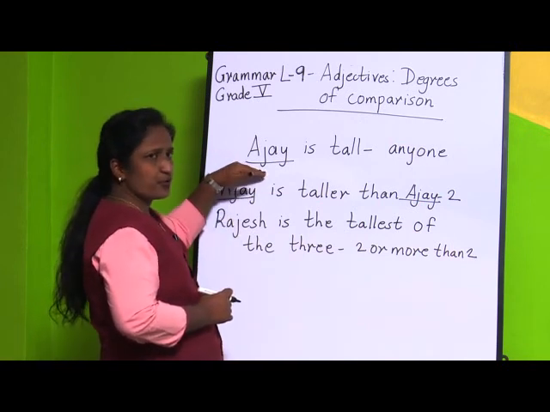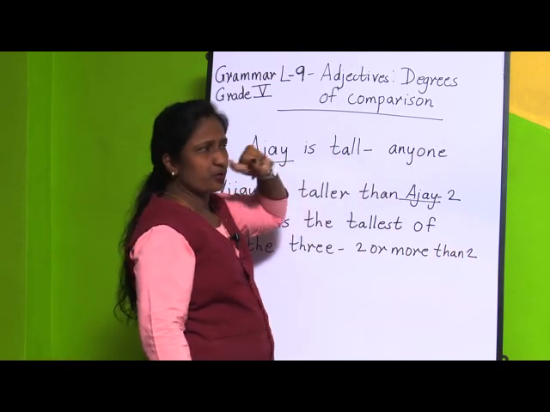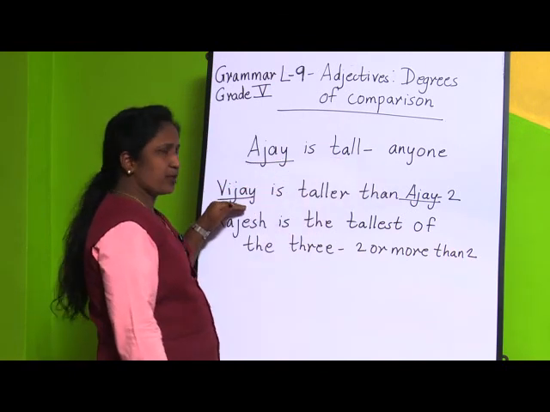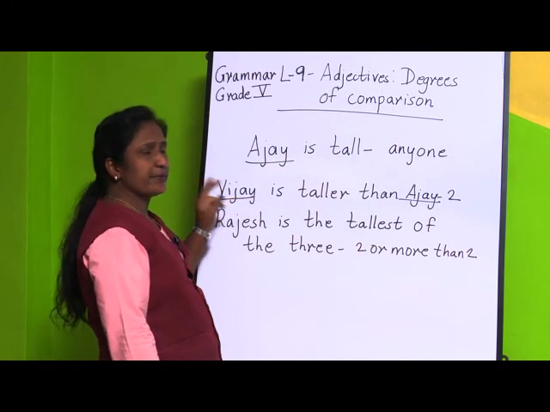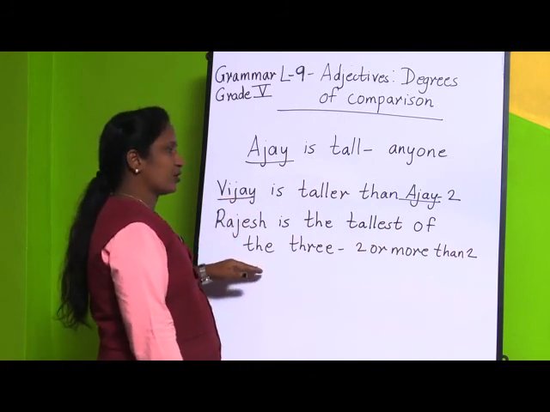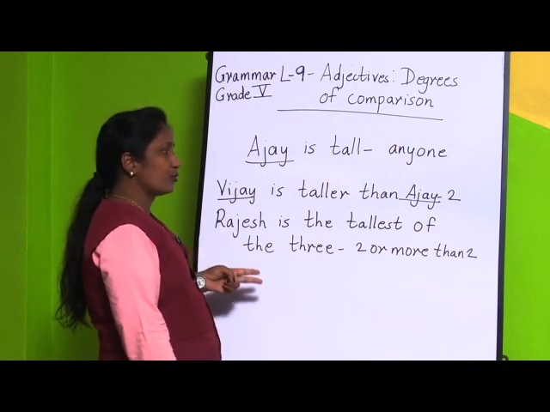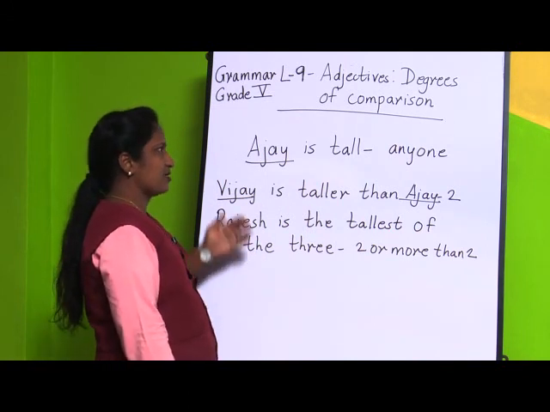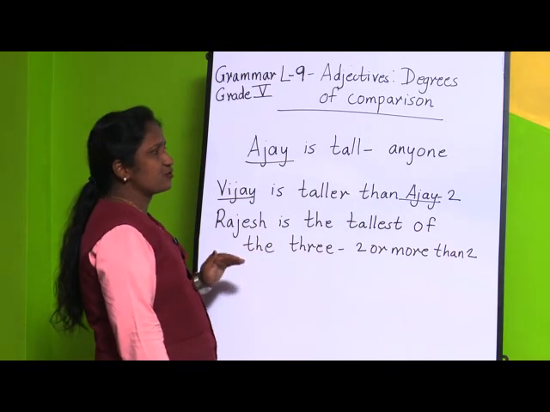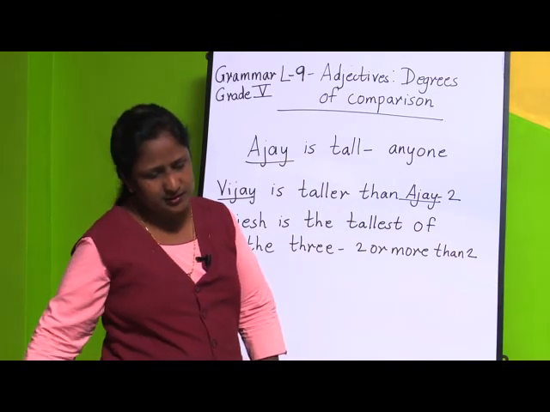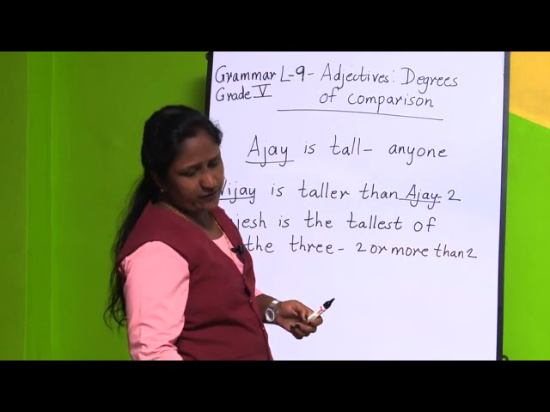When we talk about positive degree, we compare about only one person. But when we are talking about comparative degree, here we compare between two persons. And when we are talking about superlative degree, we are comparing between two or more than two persons. So this was all about degrees of comparison.